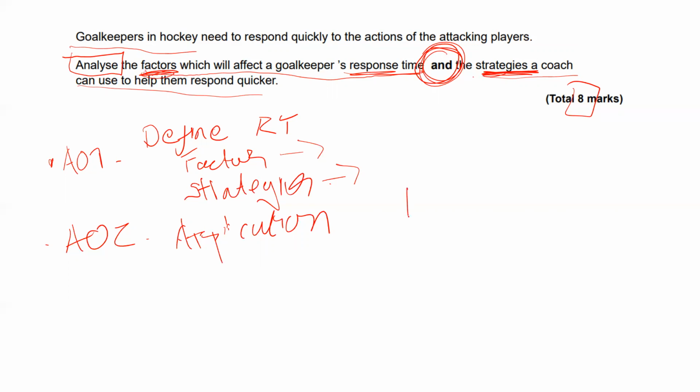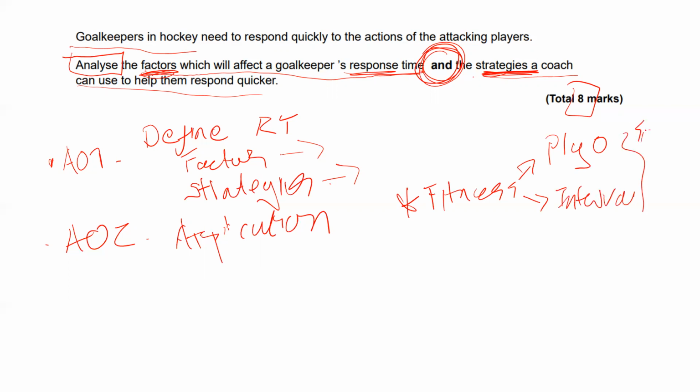So for instance, fitness is a slightly different one. How could you improve your fitness? What fitness components are going to be relevant here to response time? Well, it could be plyometric training, or it could be some sort of interval training, which is again to do with speed and power. So both of these are going to help this.